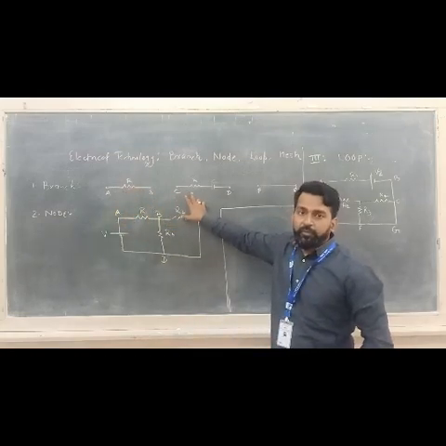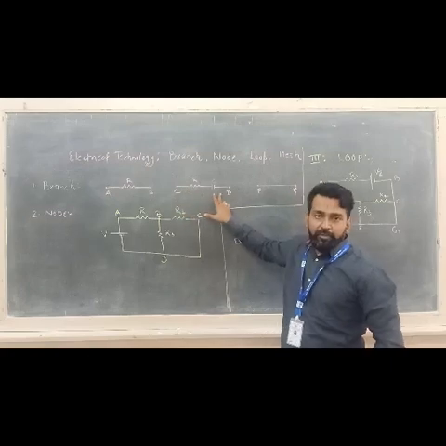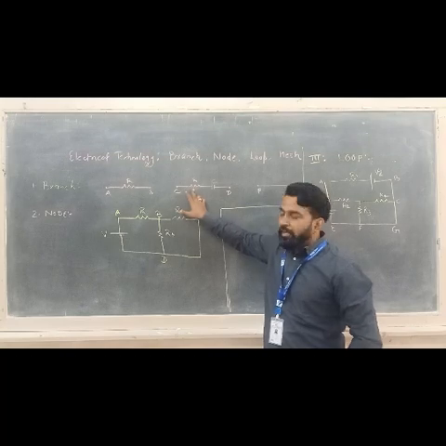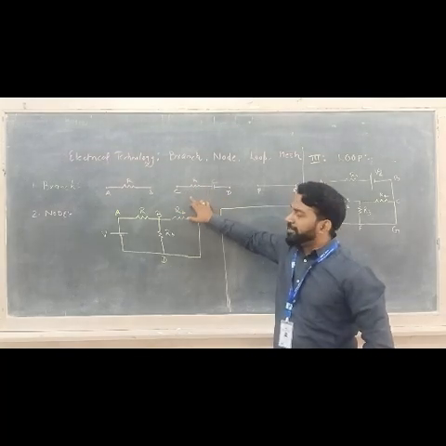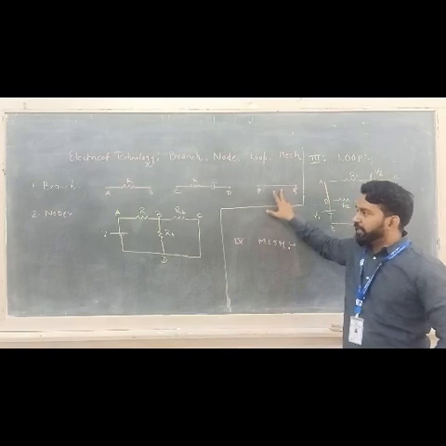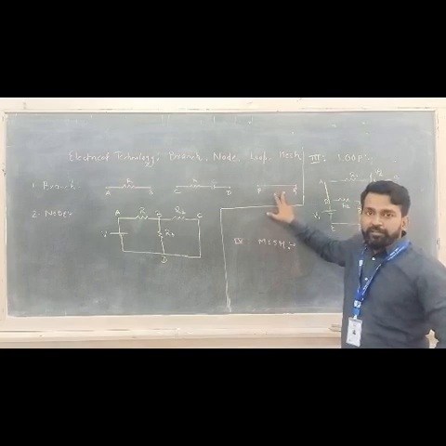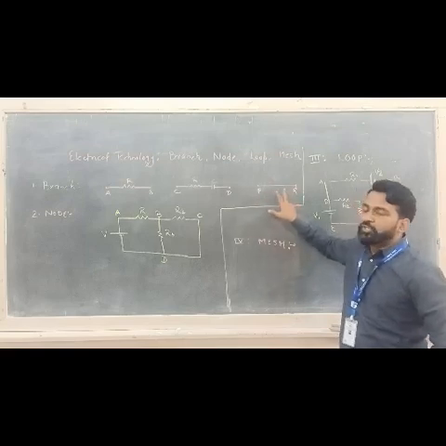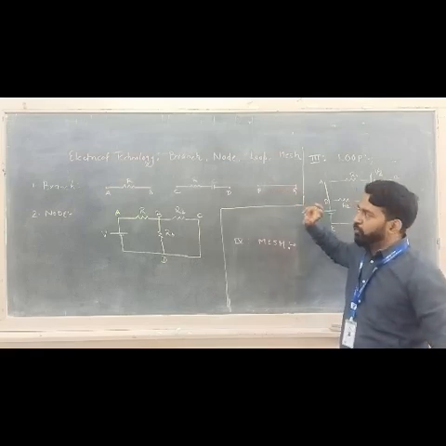Now consider figure number 2. CD is also a branch. Why? Because we have connected one resistor and one capacitor between points C and D. But in figure number 3, PQ is not a branch. We cannot call PQ a branch. Why? Because there is no component connected between P and Q.